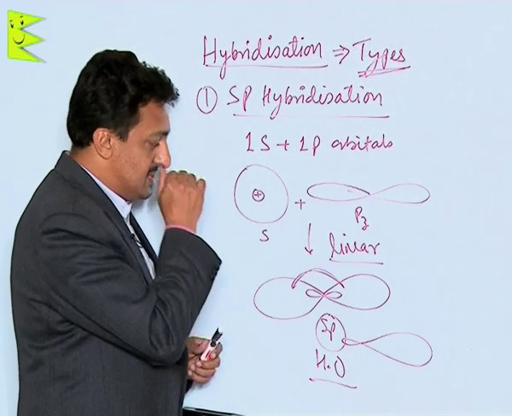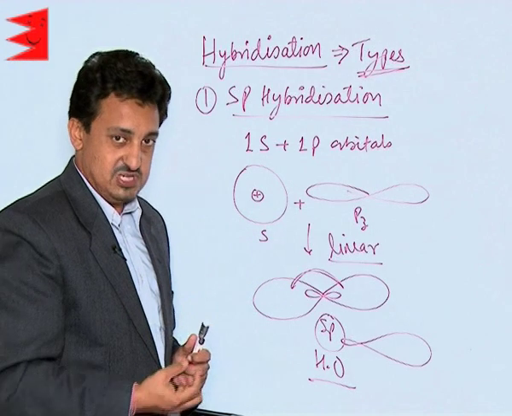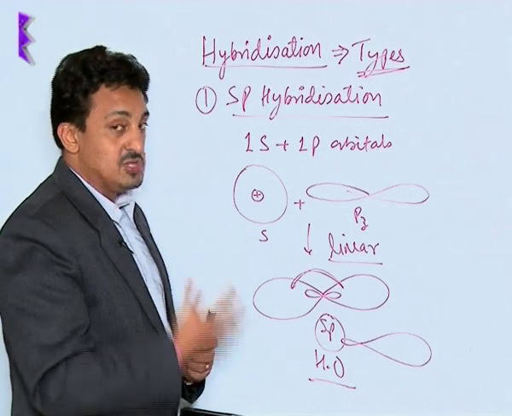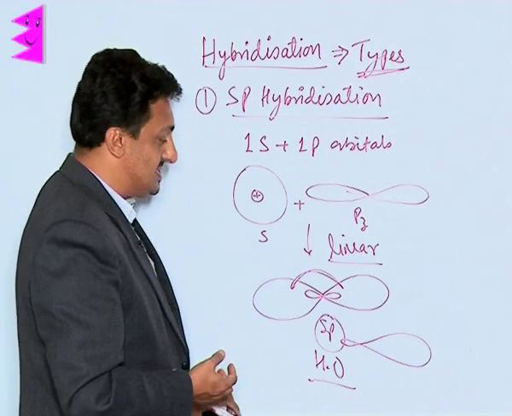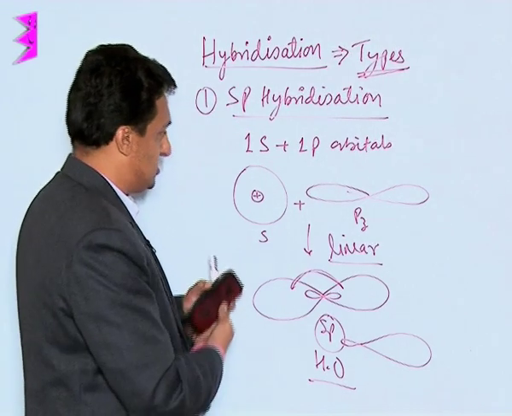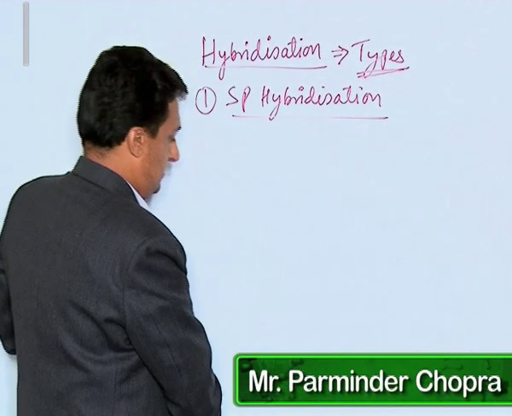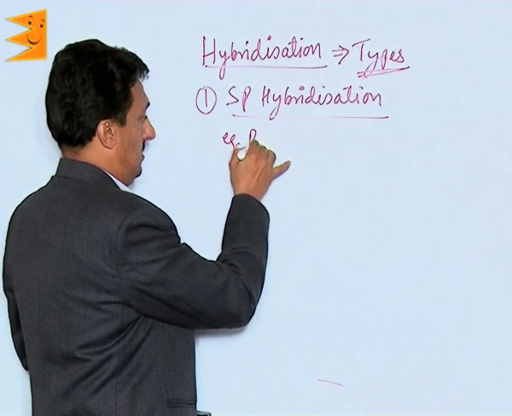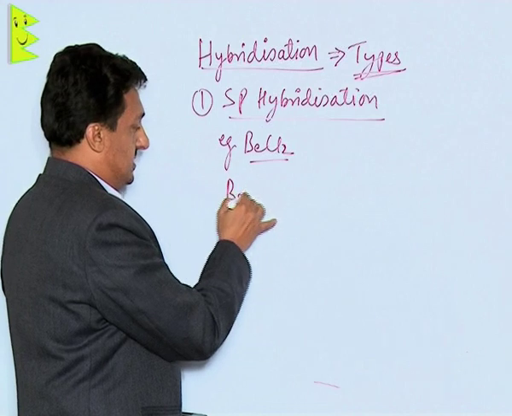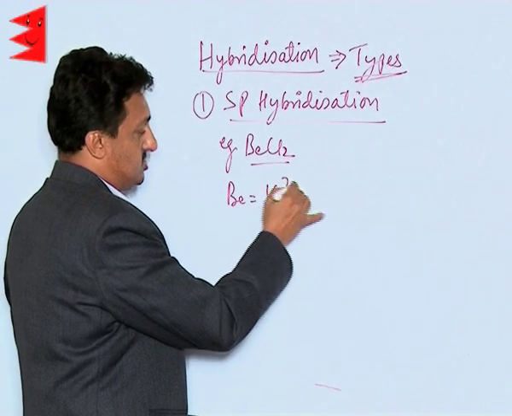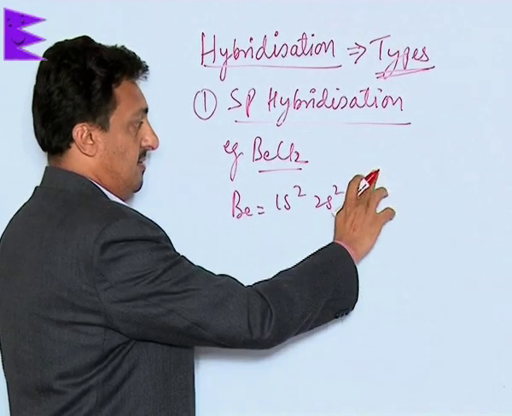This is what happens whenever a central atom undergoes sp hybridization. It is also called diagonal hybridization. Now let us see an example which shows sp hybridization. It can be beryllium chloride. Let me show you beryllium first. Beryllium has 1s2, 2s2, and no electron in 2p.